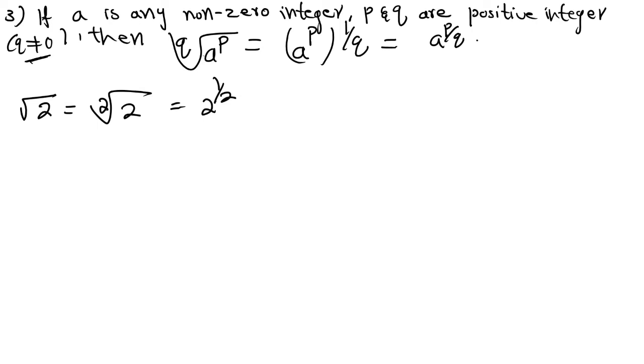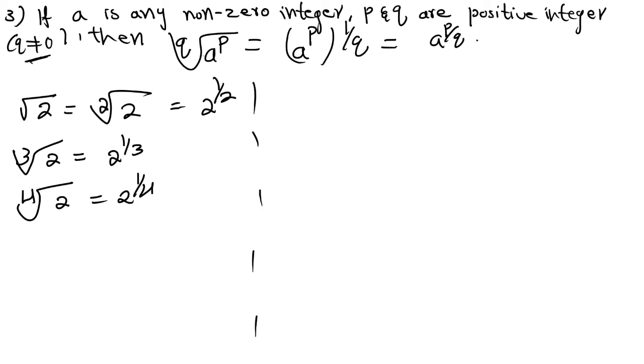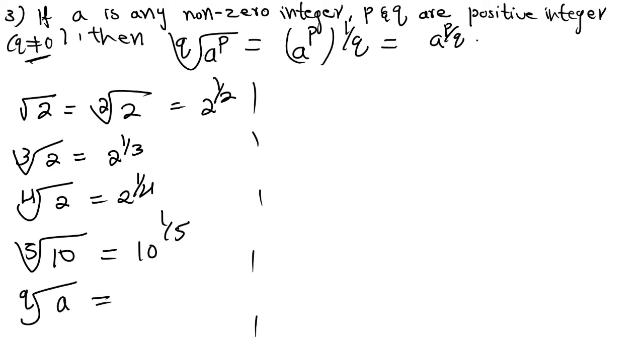Okay, what is the meaning of cube root of 2? Cube root of 2 means 2 to the power 1 by 3. What's the meaning of fourth root of 2? Fourth root of 2 means 2 to the power 1 by 4. Or take the fifth root of 10. What's the meaning of fifth root of 10? That means 10 to the power 1 by 5. Then what's the meaning of qth root of a? Qth root of a means a to the power 1 by q.